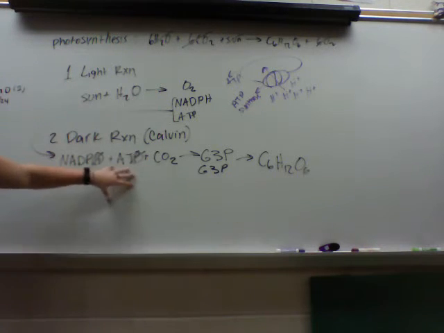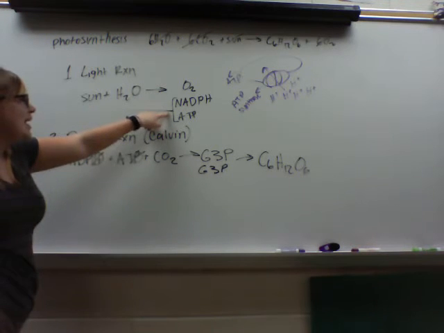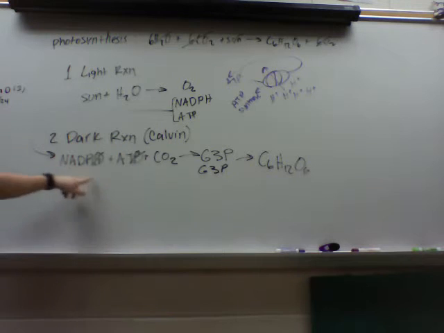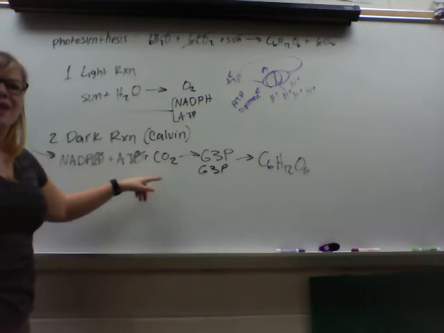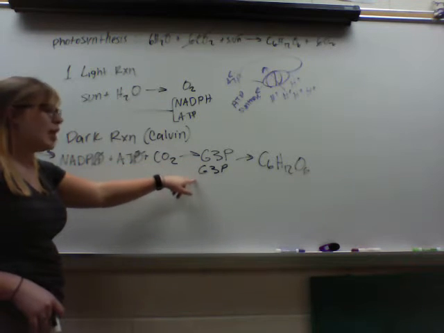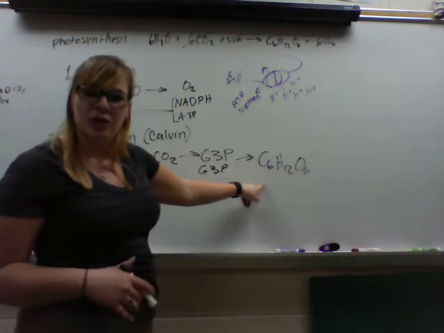The whole thing that happens is that we take NADPH and ATP that were produced in the light reaction. They move on to the dark reaction. They combine with carbon dioxide. When they combine with carbon dioxide, they shuffle and make a G3P. When 2 G3Ps combine with each other, they shuffle again and they make a glucose.